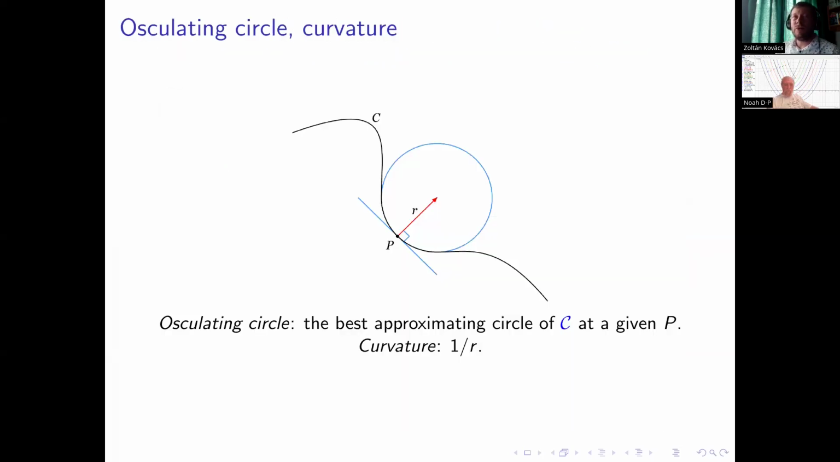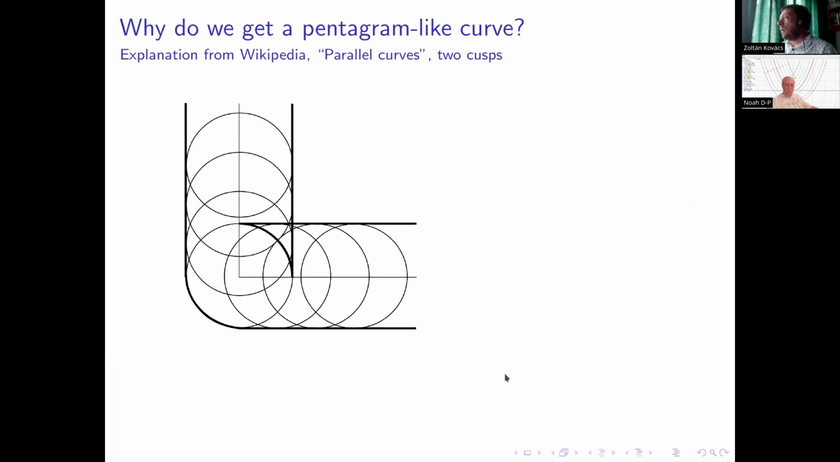Why do we get a curve like Estrella Solitaria? To explain the situation, we need two more notions. First of all, the osculating circle and the curvature. So we have a curve and we want to find the best circle that approximates this curve at a given point. If you have a radius of r, then its reciprocal is the curvature.